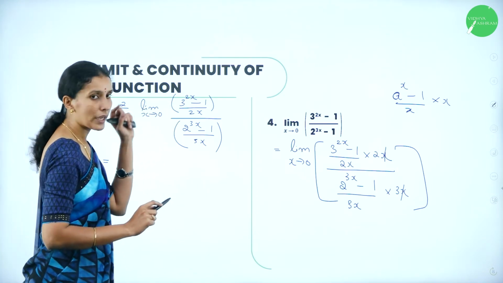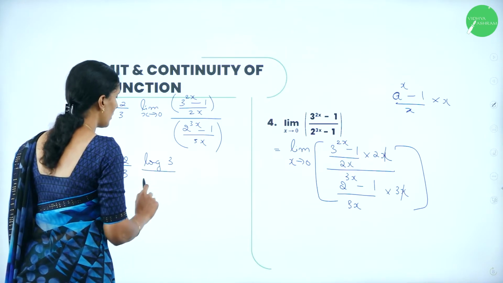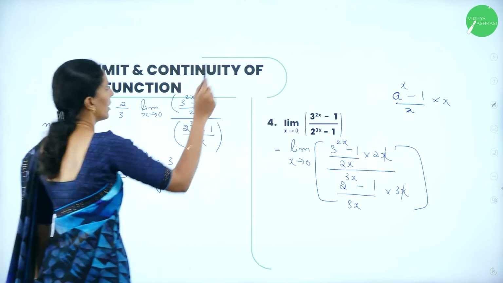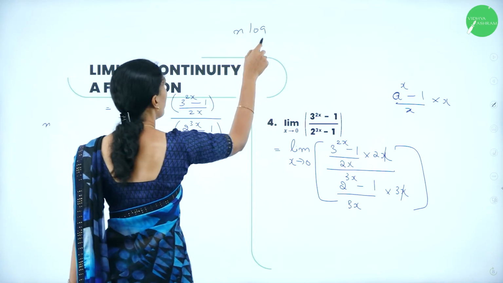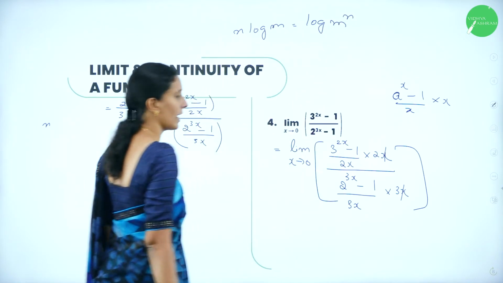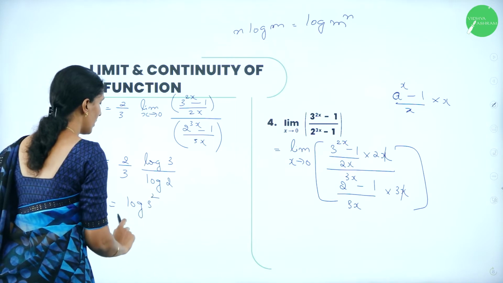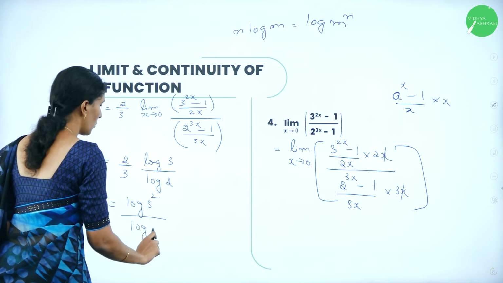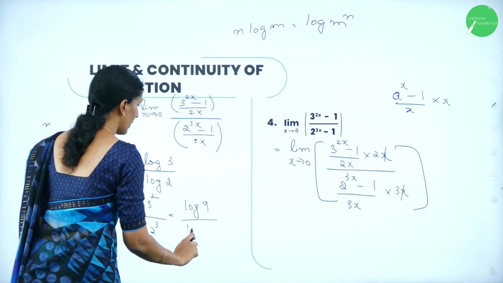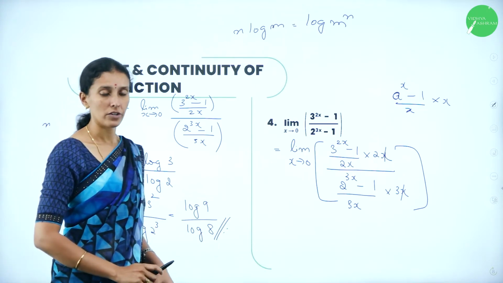So, here log a we have to take. So, it is log 3 divided by log 2. Now, this is of the form n log m. If you have n log m, then you can write it as log m power n. So, here it is log 3 square divided by log 2 cube, whose value is equal to log 9 divided by log 8. So, this is the limit of the given function.